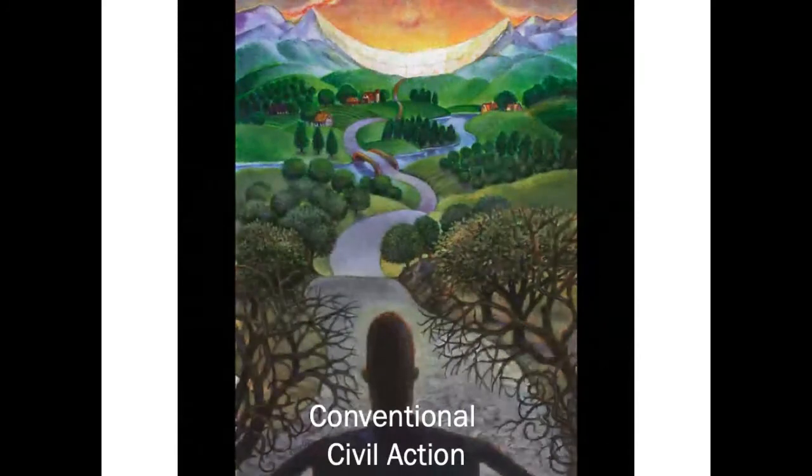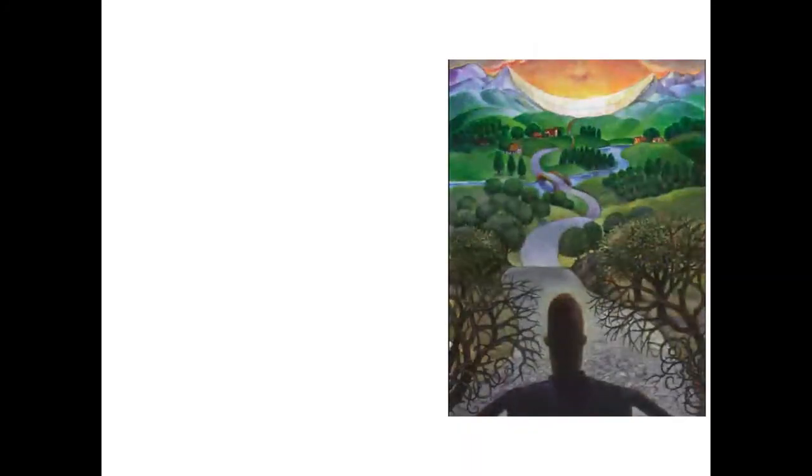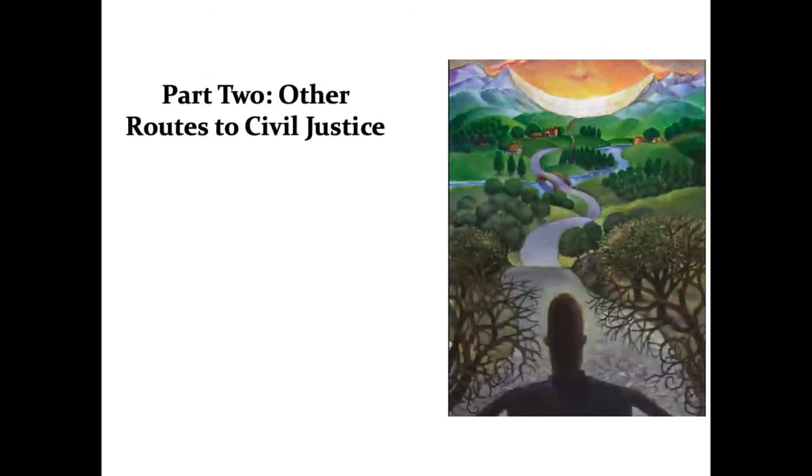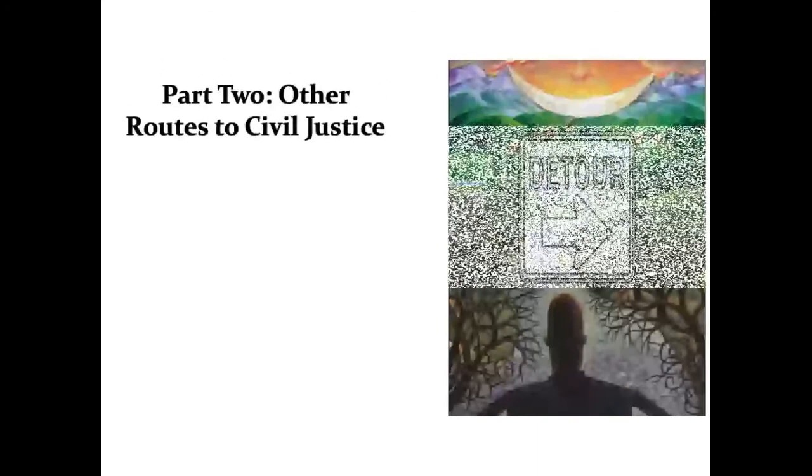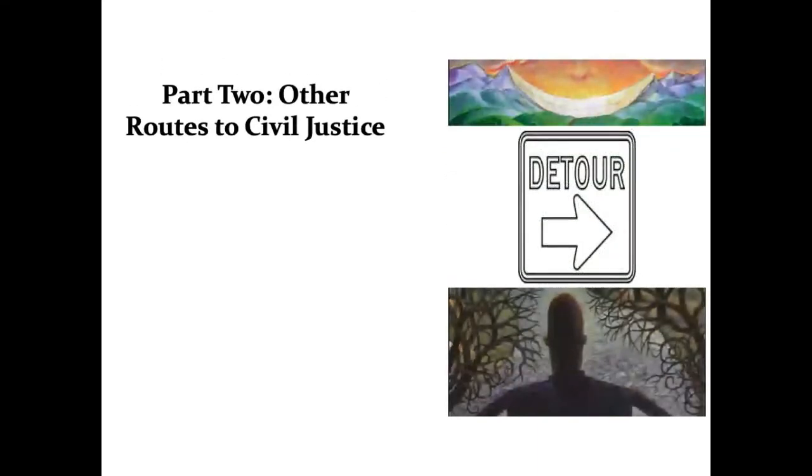So, we have shortcuts on this road. We have halfway houses, and we have other routes which can lead litigants to other types of justice. And that's what part 2 of the course is all about. Other routes to civil justice. Detour. Okay, so the most important of these, okay, so let's start with disposition.